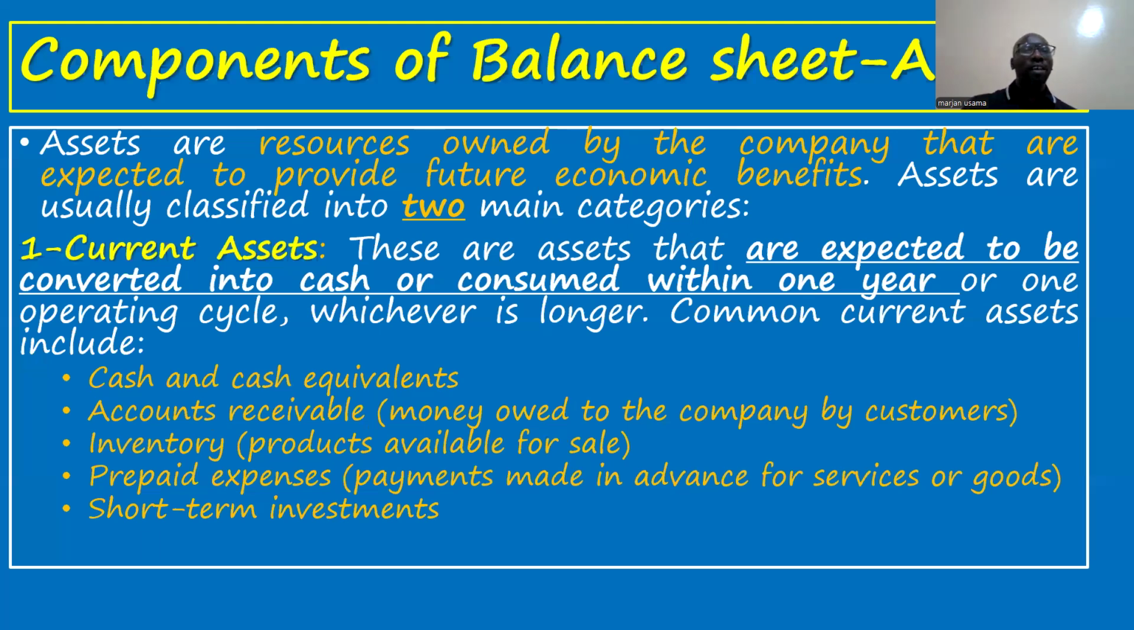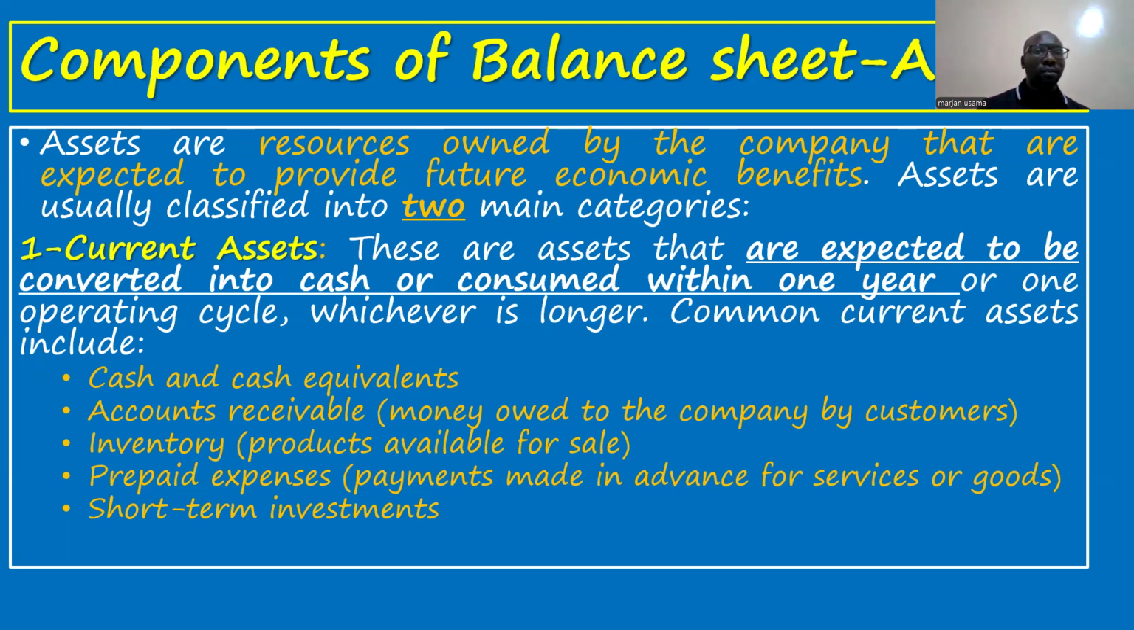And the assets are divided into two. So we have the current assets, and these are assets that are expected to be converted into cash or consumed within 1 year or one operating cycle, whichever is longer. So common current assets include, for example, cash and anything that is equivalent to cash. That is a current asset.